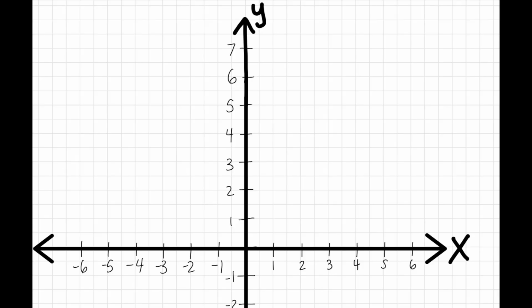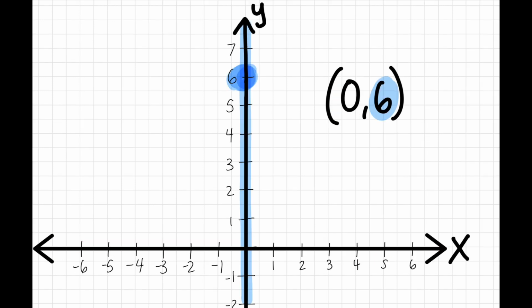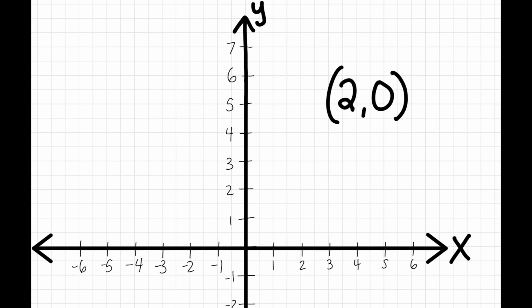Sometimes points can be on the x-axis or y-axis. For example, the point 0, 6 has 0 as the x-coordinate, so I can't go left or right. It has 6 for the y-coordinate, so I need to go up 6. Here is the point 0, 6. Give it a try. Where would the point 2, 0 be? Point to the screen in the location where you think it is.